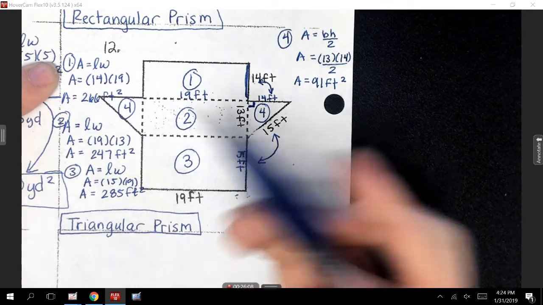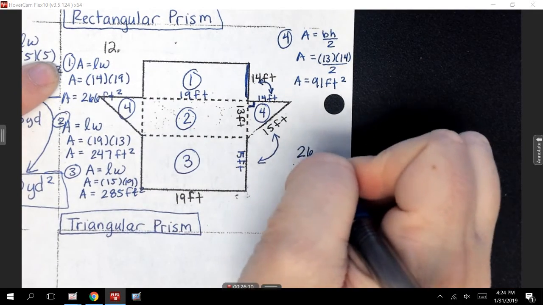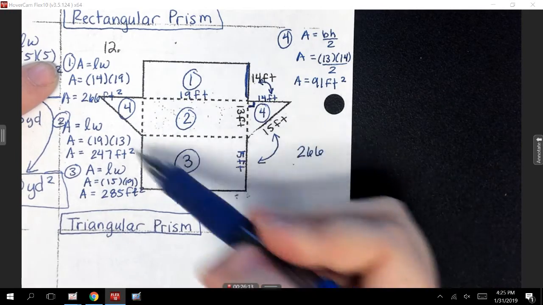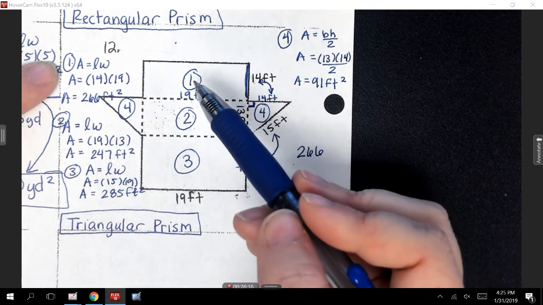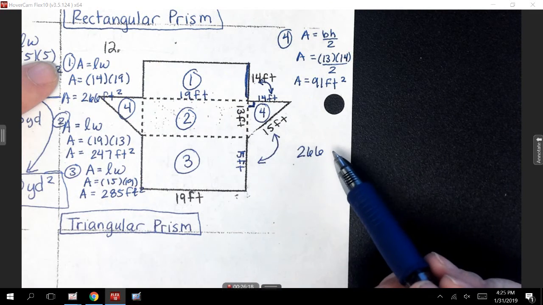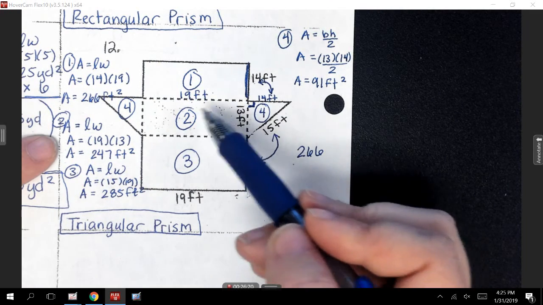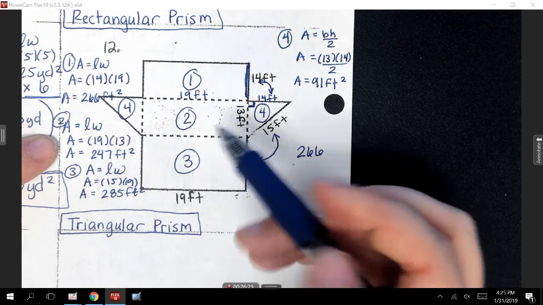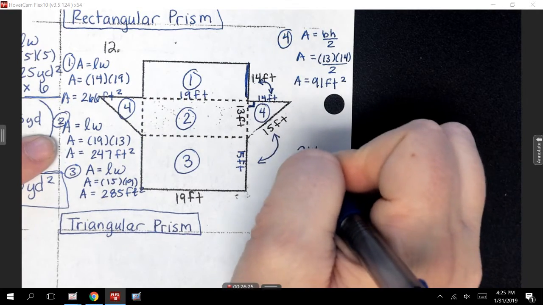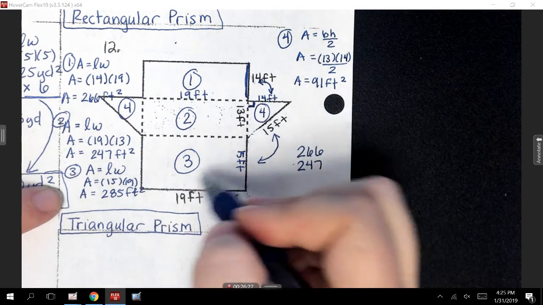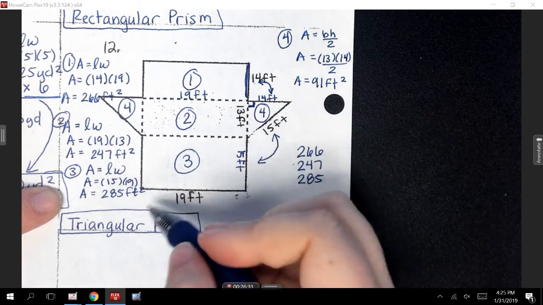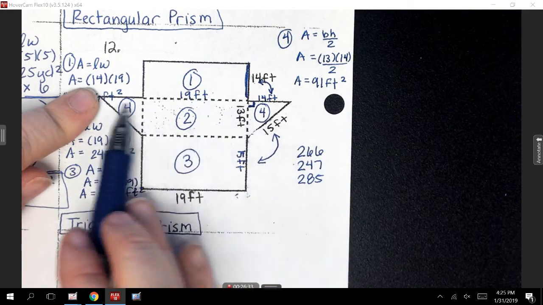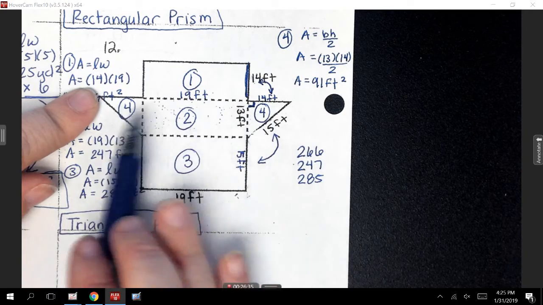So I have shape 1 is 266. Now I want to double check, is there another 1 anywhere on this shape? I only see 1 once, so I only write my answer once. Shape 2, I only see it once, so I only need shape 2's answer once. Shape 3 is only on here once, so I only need 285 once. But shape 4, if I look at that, shape 4 is on here 2 times.